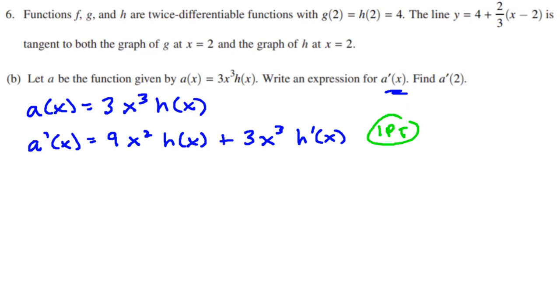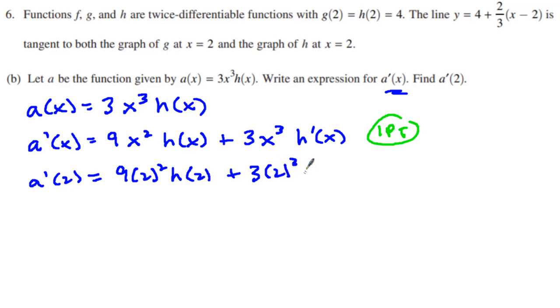Now we're going to find what a prime of 2 is. So we have a prime of 2, and we're going to plug 2 in there. We have 9 times 2 squared times h of 2 plus 3 times 2 cubed h prime of 2. They not only give you a point for the product rule, but they give you 1 point for the substitution of a prime of 2.